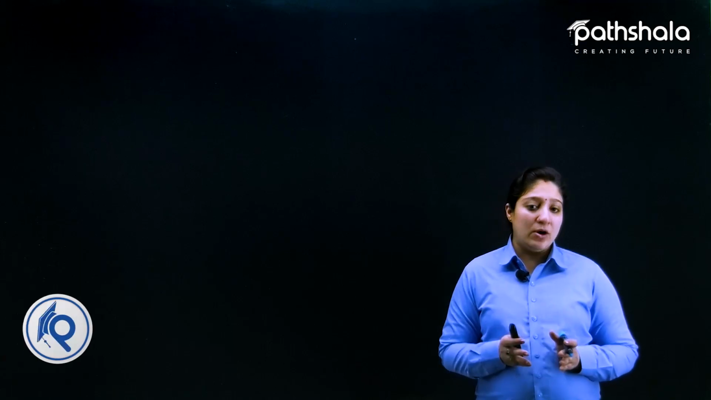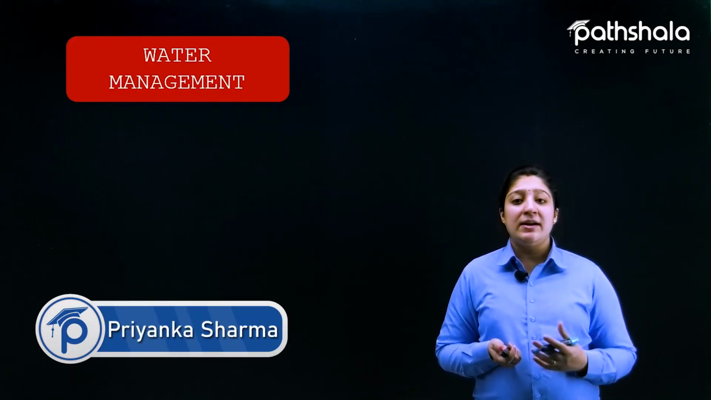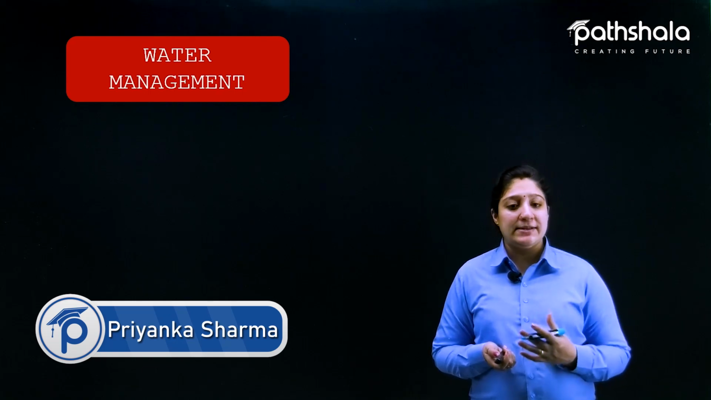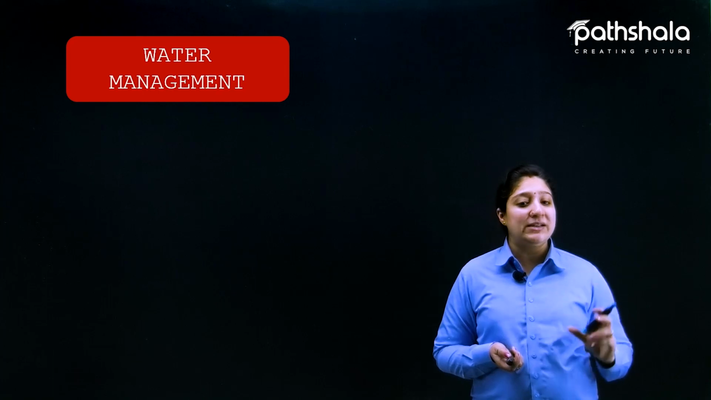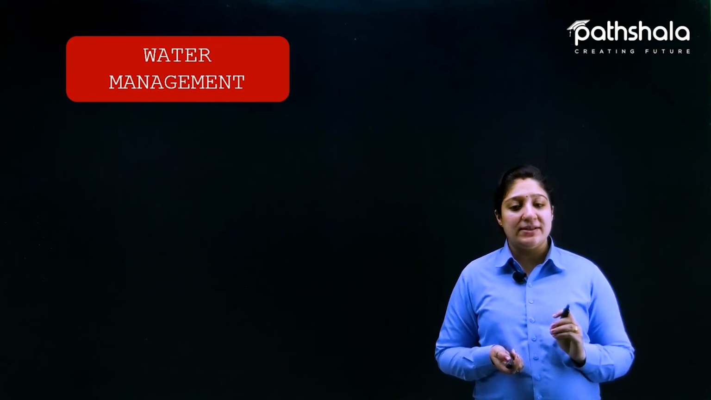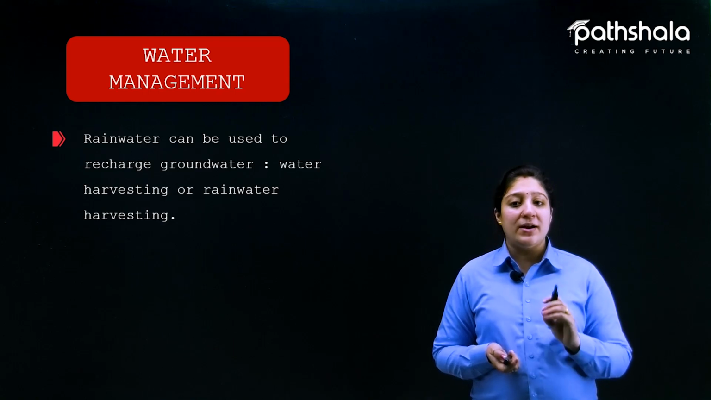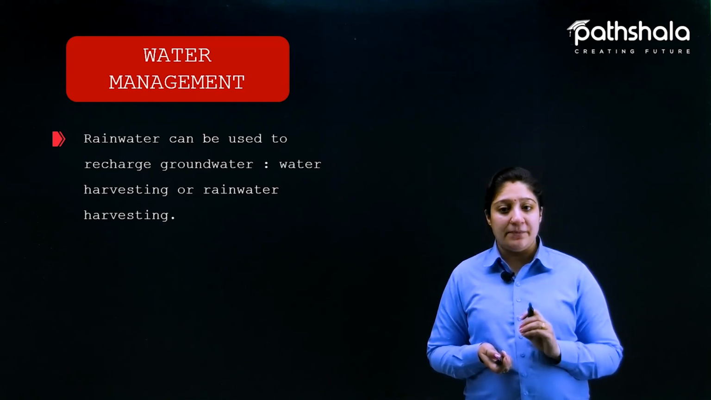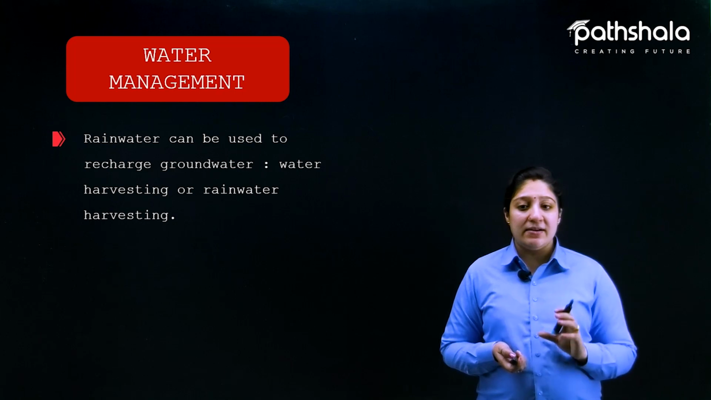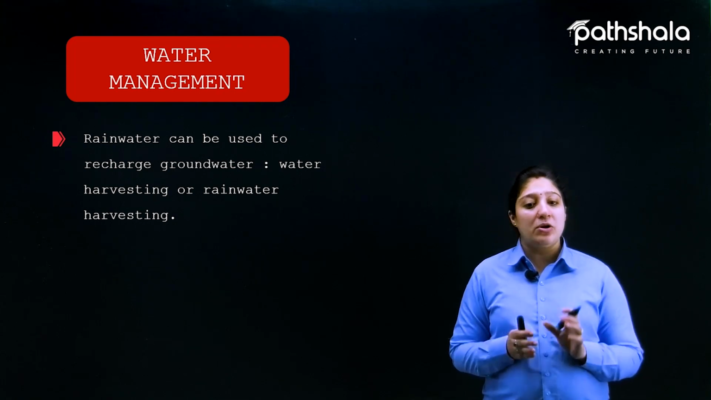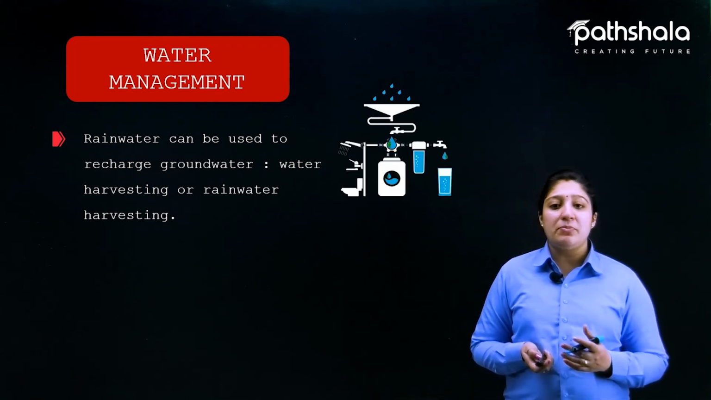Now to conserve water, what many people have done is set up water management systems. Now, how is the water managed or conserved by different processes? Let's understand that. The most important one is rainwater harvesting. What is done here is the rainwater is stored properly. How is it stored properly?